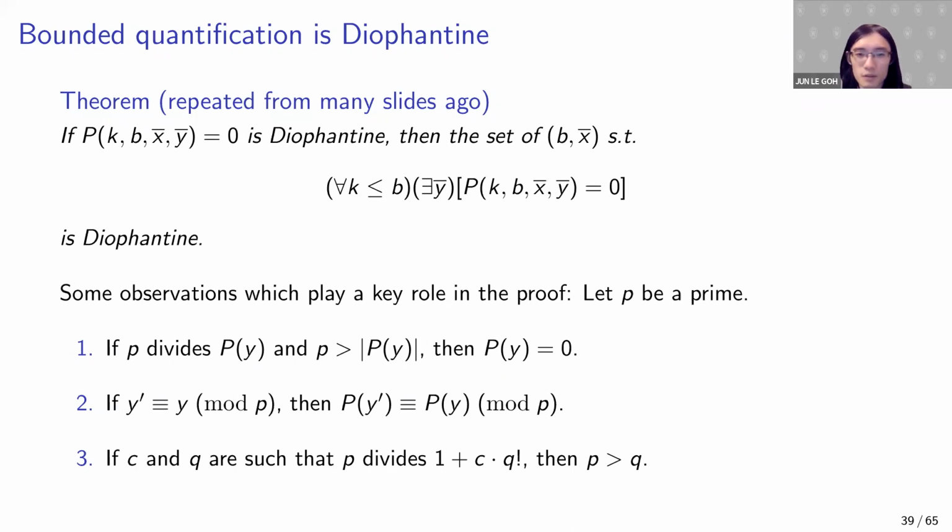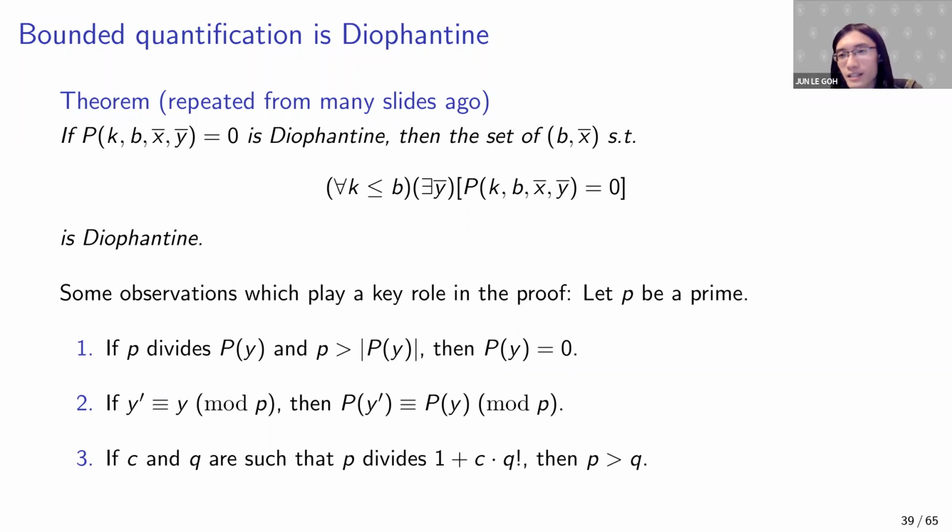Okay, because if p is less than q, then it's going to divide q factorial, and that means that it cannot divide the sum of c times q factorial plus 1. So that's another useful observation that is used in the proof.